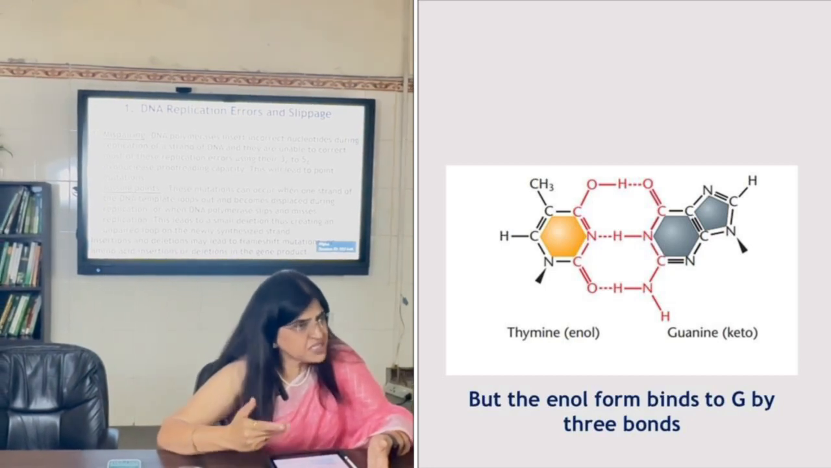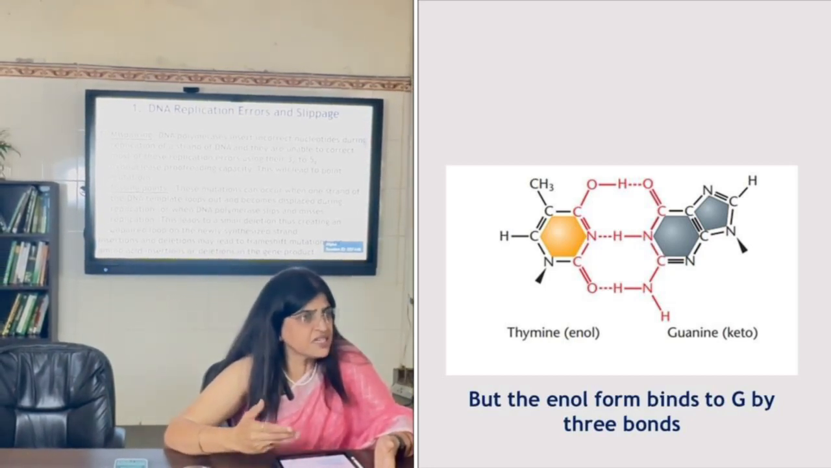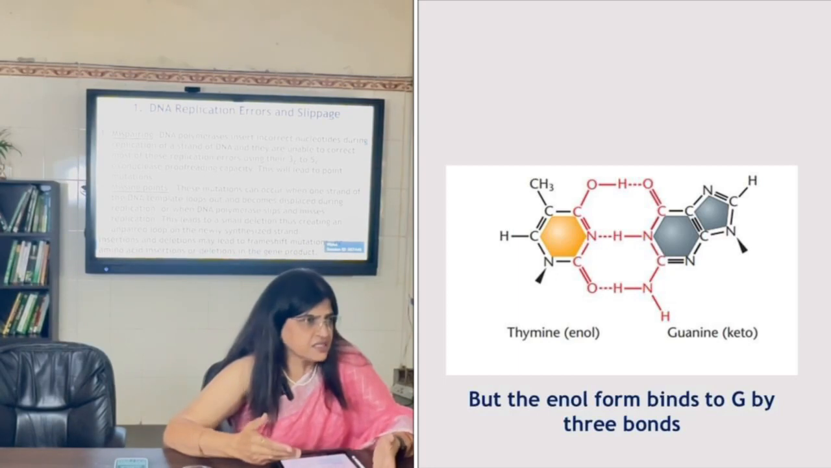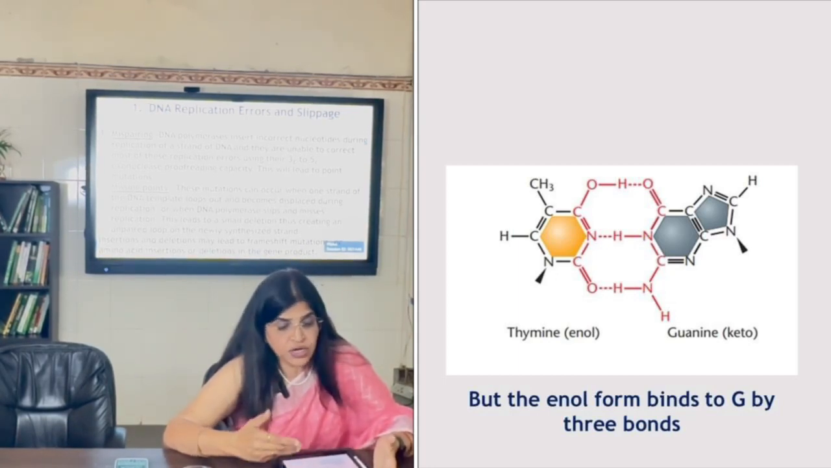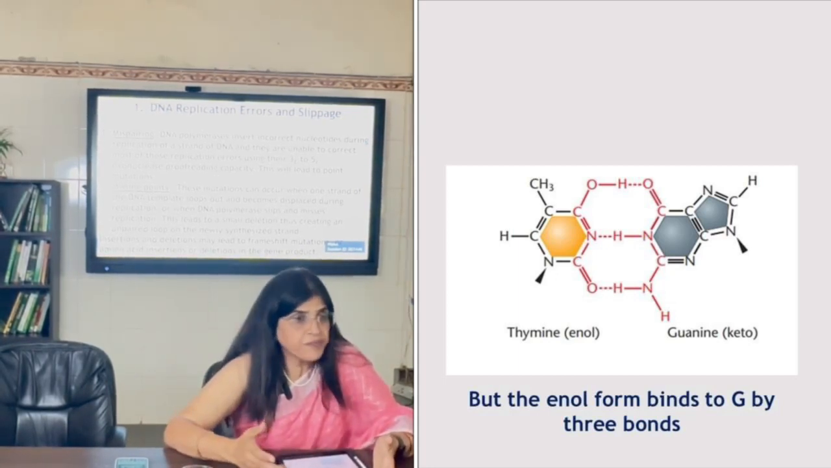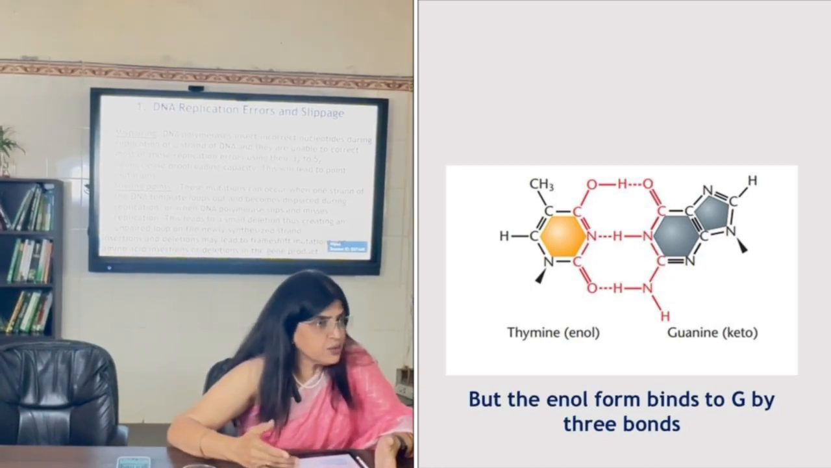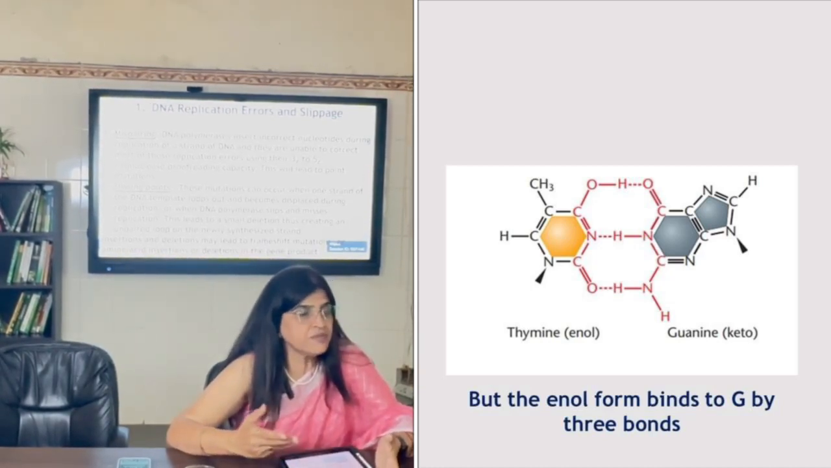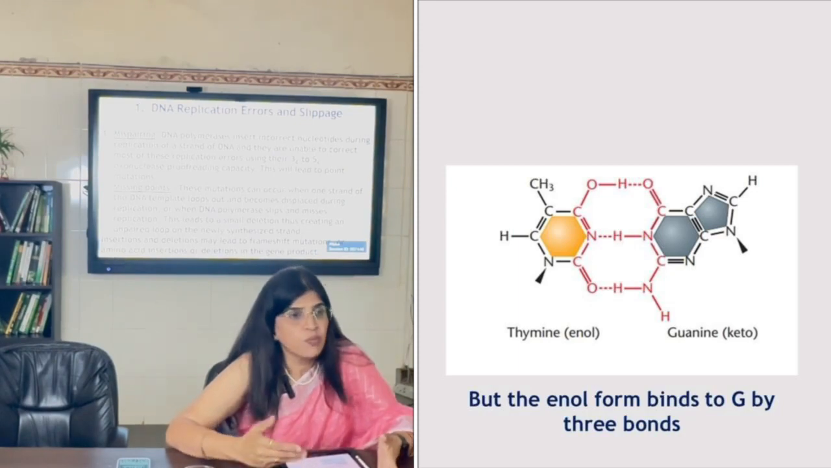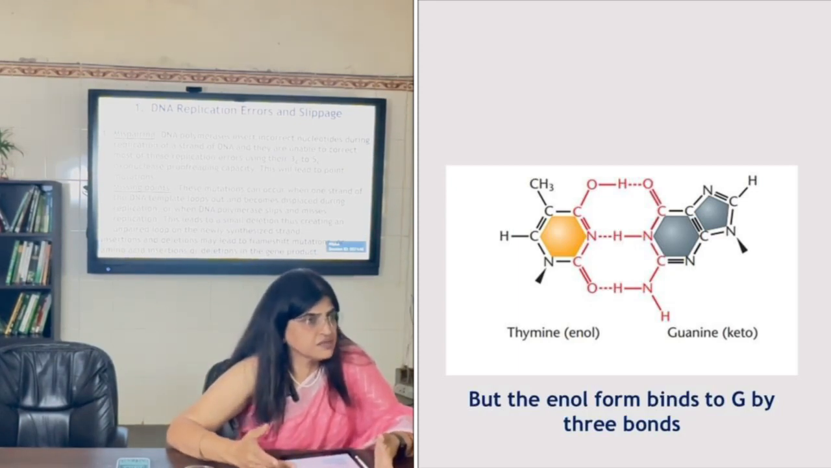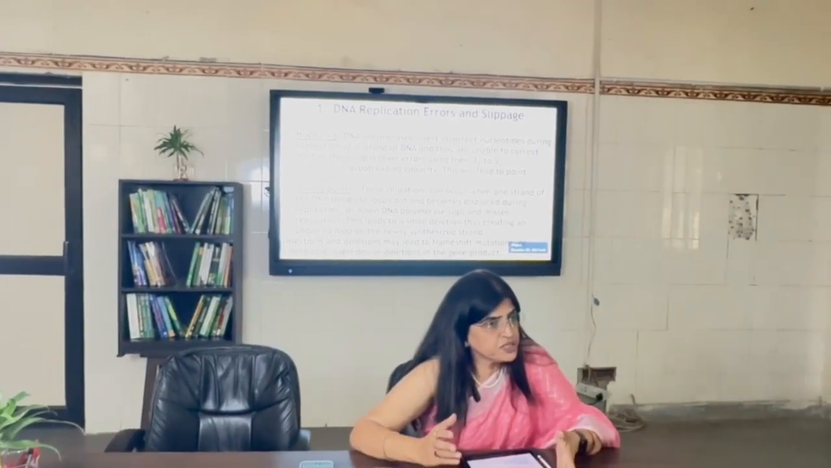So what happens as a result of this is that the thymine AT base pair is changed to TG, and G in the next generation will be binding to C. So it's a substitution mutation, in which the AT base pair is changed to a GC base pair. So tautomerism is a very important phenomenon which is happening inside the cell, in normal circumstances, in the normal situations.